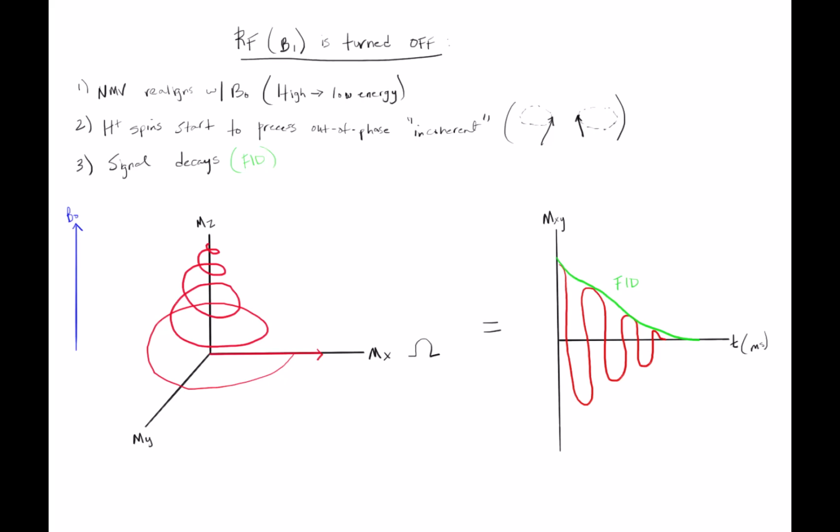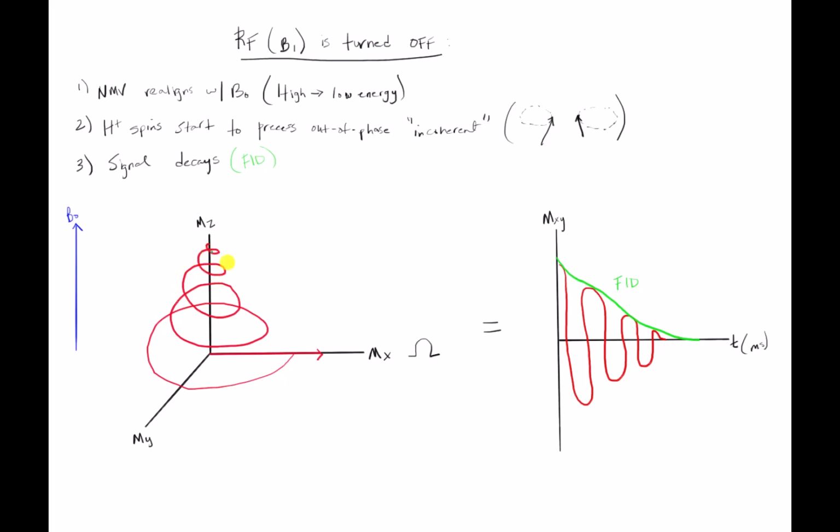What happens when the RF excitation pulse B sub 1 is turned off? First, the net magnetic vector, which is in the transverse axis, will start to realign with B sub 0, going from a high energy state back to a low energy state.